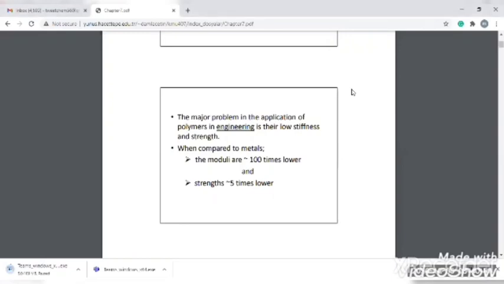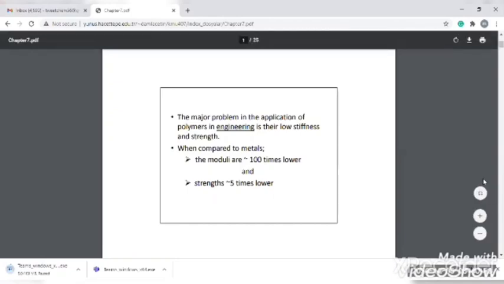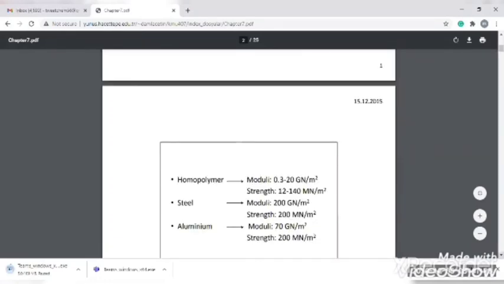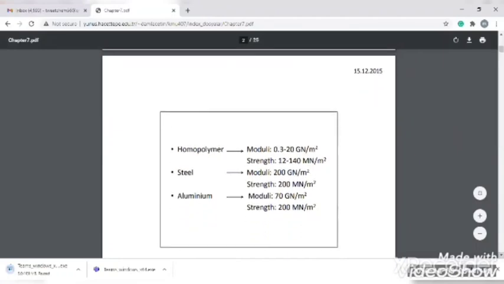The major problem in the application of polymers in engineering is their low stiffness and strength. When compared to metals, the moduli are 100 times lower and the strength is 5 times lower. So that's why the homopolymers have moduli of 0.3 to 20 and strength of 12 to 140 MPa.